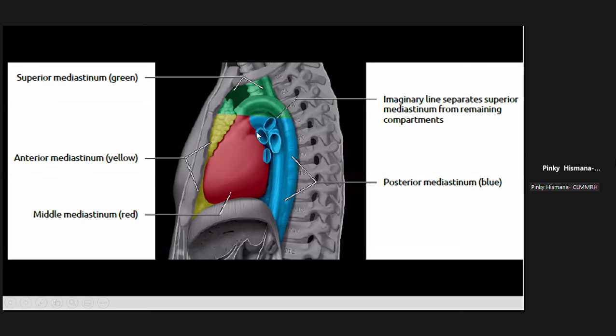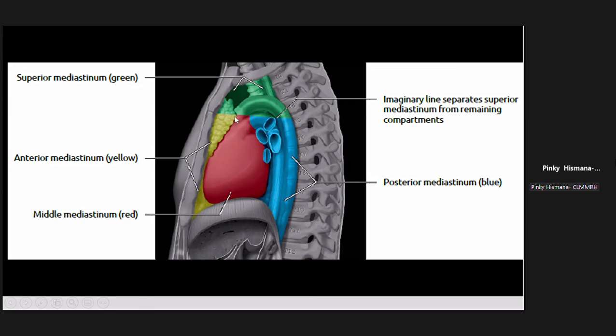But anyway, basically we have 4 compartments of the mediastinum. We have the anterior mediastinum, the yellow one, and we have the middle mediastinum, the red one. We have posteriorly the posterior mediastinum, of course. What delineates the anterior, middle, and the posterior mediastinum would be your heart. Your heart belongs to the middle mediastinum. What's anterior to your heart would be your anterior mediastinum. What's posterior to your heart would make up structures belonging to the posterior mediastinum.